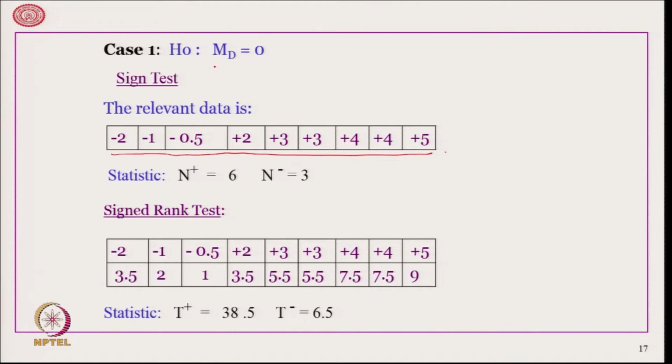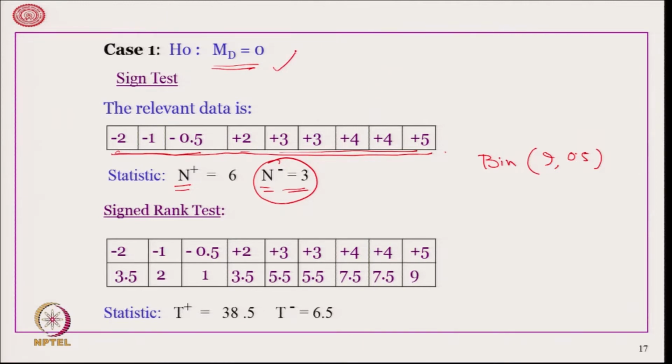Now, H naught is MD equal to 0, that is, whether there is no gain, or in other words whether the median of the difference is equal to 0. Therefore, the corresponding statistics are going to be n plus and n minus. We see that there are 6 which are positive and 3 which are on the negative side. Therefore, we look at binomial 9, 0.5, and we see the cumulative probability of n minus, and from there we should be able to decide whether to accept or reject.